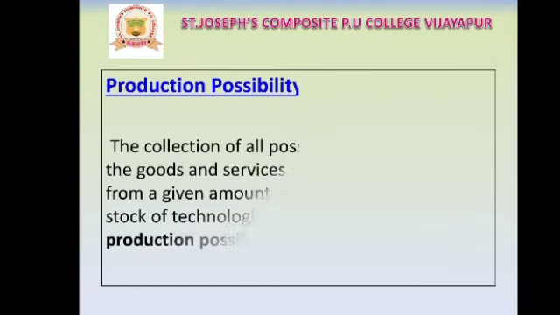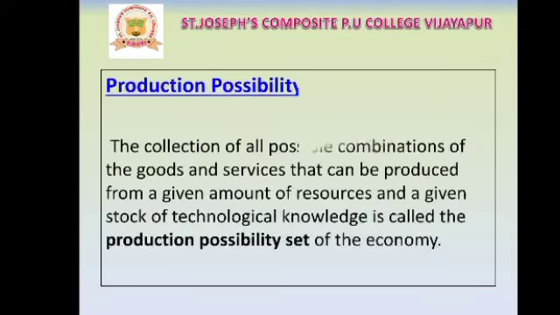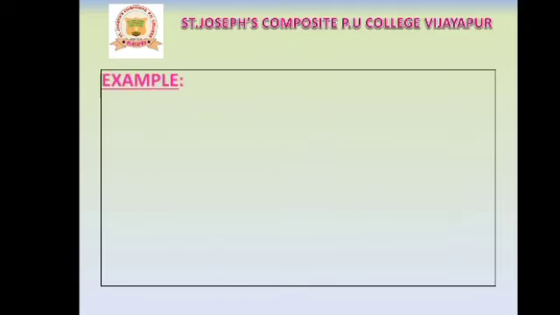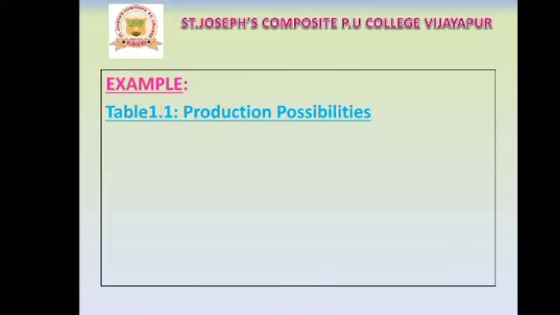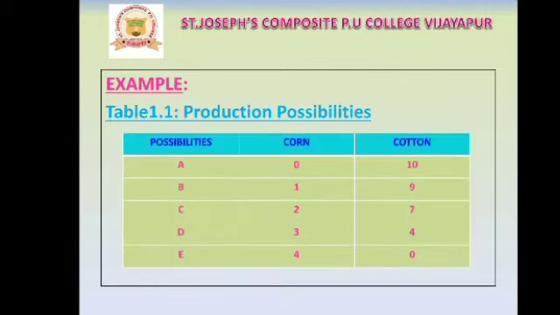Then let me discuss this with the help of an example. Table 1.1 shows the production possibilities. Dear students, just observe this table. Possibilities like A, B, C, D, E. These are the combinations. The two goods are corn and cotton. So just observe this table here.